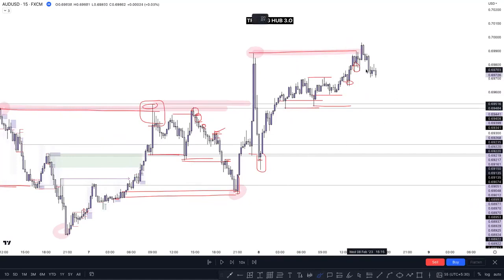This is a very simple process. You can also apply it on the 4-hour time frame, 15-minute, or 1 hour, as you like. This is simple.